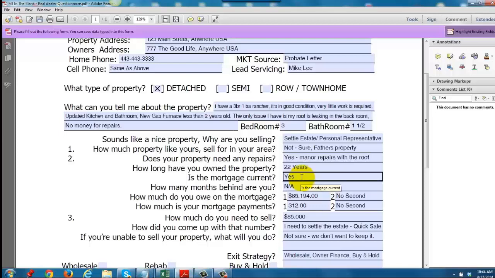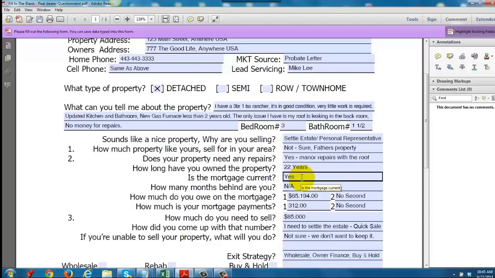Next question. How much do you owe on the mortgage? This goes into whether or not there's equity in the property. This goes into whether or not you can structure this deal as a subject to. This goes into you figuring out what the ARV is as compared to the actual mortgage balance, and so on.